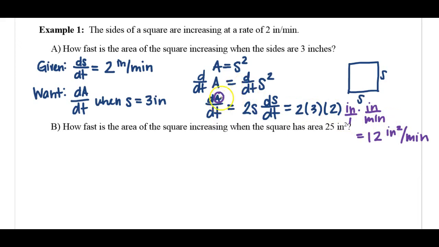So the rate of change of the area with respect to time, exactly when the side length is 3 inches, is 12 inches squared per minute. So that is dA/dt.